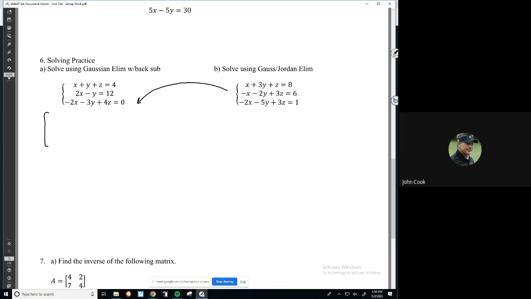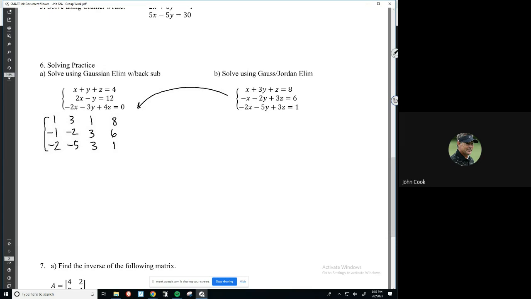So we've got 1x, 3 y's, 1 z, and then 8. And then we've got negative 1x, negative 2y, 3z, and a 6. And then we've got negative 2x, negative 5, a positive 3, and then 1. Okay, so here's our augmented matrix. And let's start doing some row operations.